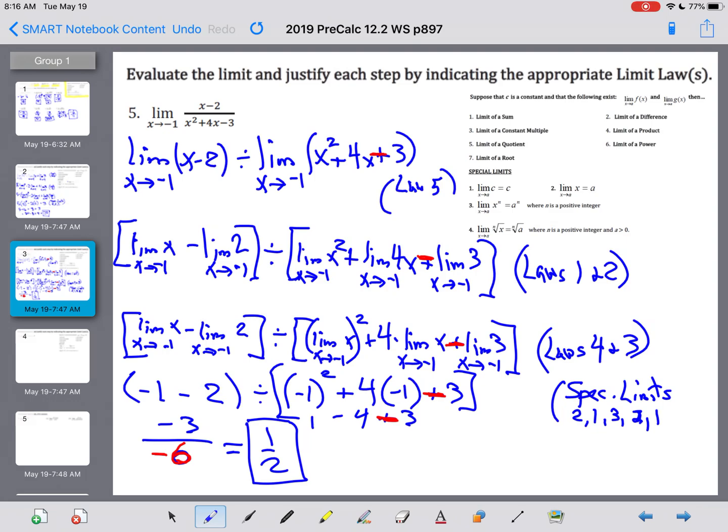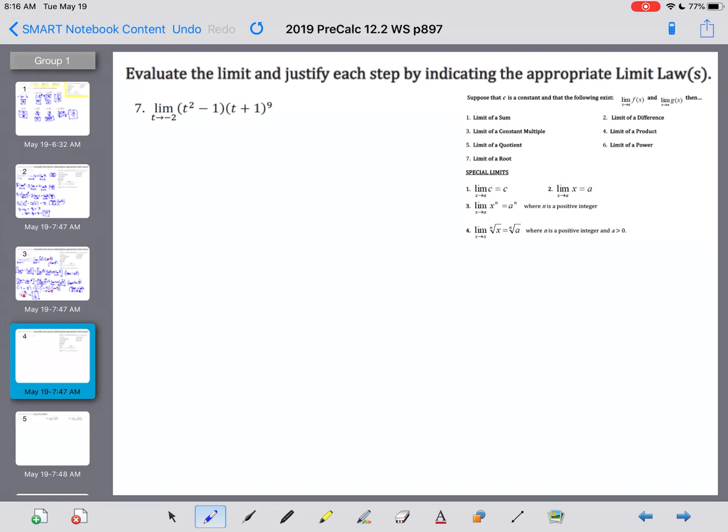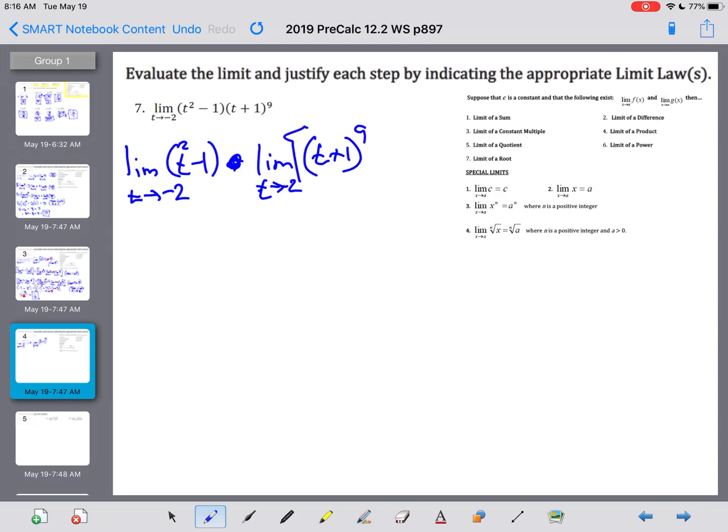Okay, moving on to number 3 here. Again, we got a product here, so I'm going to rewrite it as a limit as t approaches negative 2 of t squared minus 1 times the limit as t approaches negative 2 of t plus 1 to the 9th. And I used law, the product, law 4.